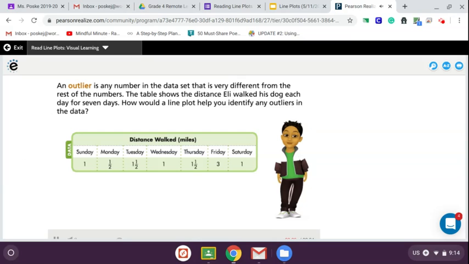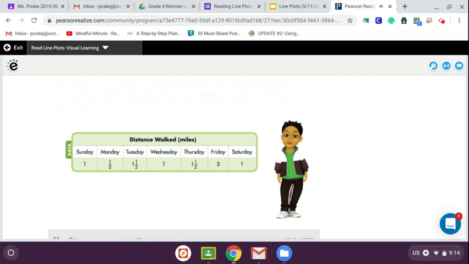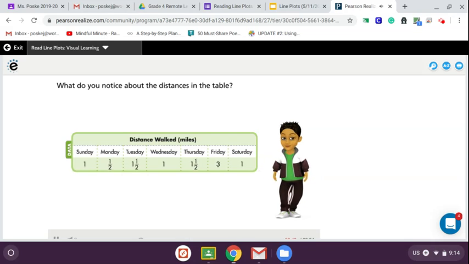The table shows the distance Eli walked his dog each day for 7 days. How would a line plot help you identify any outliers in the data? Line plots make data easier to read at a glance. What do you notice about the distances in the table?